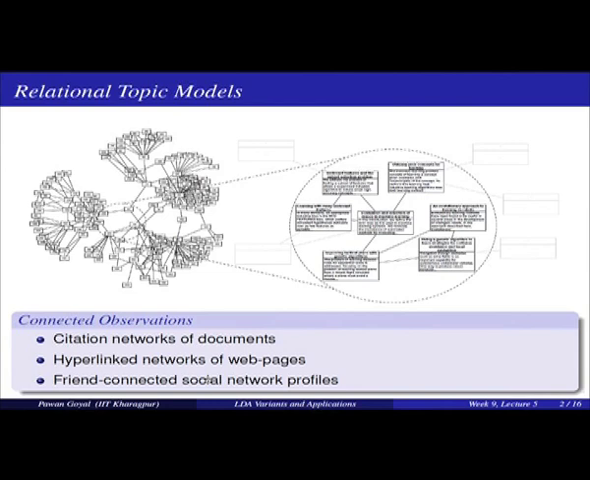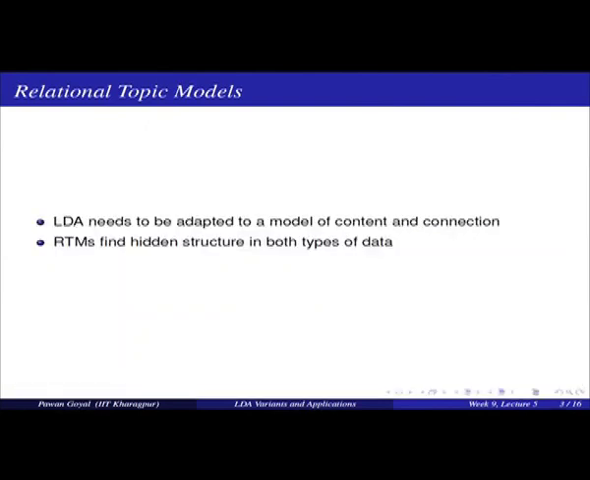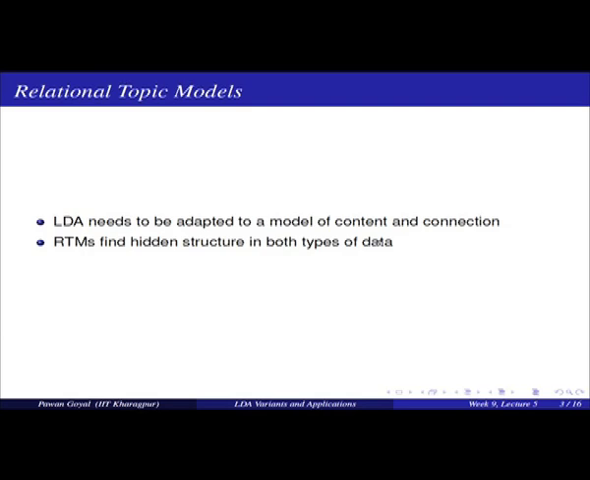Similarly, think about web pages. One web page might give a hyperlink to another web page. So again, these are observations that are connected. Then you can talk about friends. They are connected friends in a social network profile. The profile is kind of the document, and the connection is the link, and you are trying to model the connection. So now what we are seeing here is, can we adapt our LDA model such that it can take care of not only the content but also of this link? That is, can content and connection both be handled by topic models?